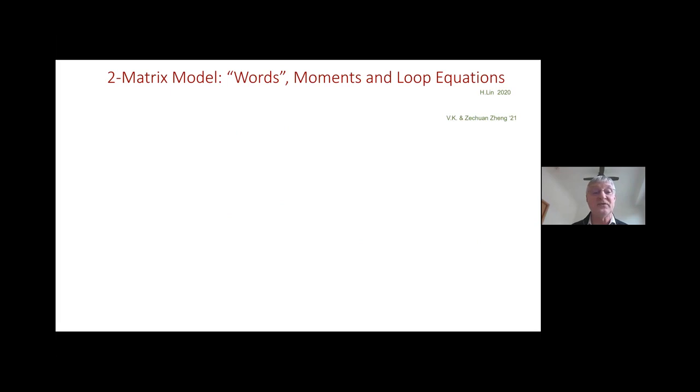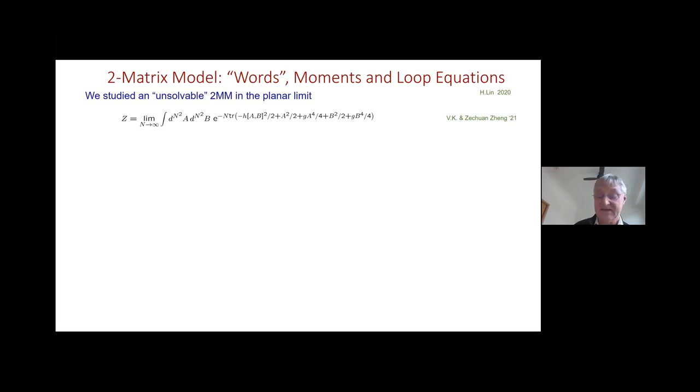Now, let me start from the two-matrix model, which is a continuation of nice ideas of Henry Lin in matrix model Bootstrap. And we studied in this paper a model which is unsolvable by any analytic methods: a two-matrix model with a commutator square interaction and two quartic potentials for each matrix. And the main quantities we will study correspond to words, the matrix products of A and B in various combinations.